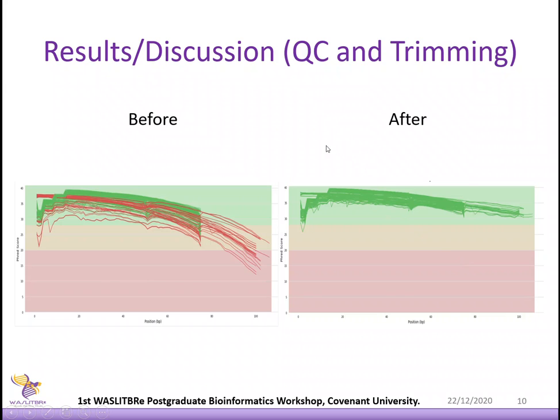So this shows the results for the first part of the work where I trimmed. So before, I checked the quality of the reads using FastQC, and I found that well, some of the reads were good, others were bad. Yeah, the bad ones were quite a lot of them, so I had to trim. So after trimming with Trimmomatic, I got this, and this looked good for further downstream work.